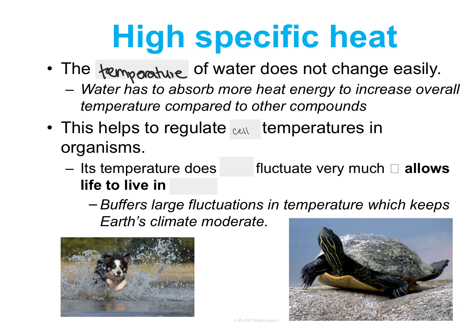If you think about humans, we are 98.6 degrees all of the time. If you go outside and play in the snow, you are still 98.6 degrees. And if you are outside working in the summer, your temperature is still 98.6 degrees because water doesn't change. Its temperature does not fluctuate very much, which is part of what allows life to live in water. So it has a buffer of large fluctuations in temperatures, which keeps Earth's climate moderate.